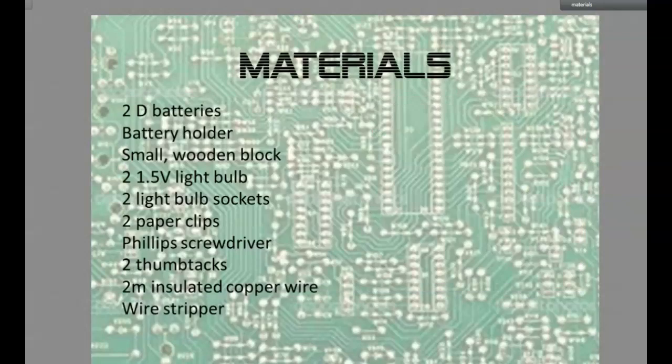All right, so in the activity, it asks you to get some things out of your kit, and I think some of them are just home items that you might have. So you have batteries, a battery holder, small wooden block, a light bulb, light sockets, paper clips, screwdriver, thumbtacks, copper wire, and a wire stripper.